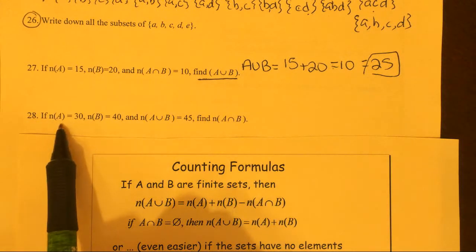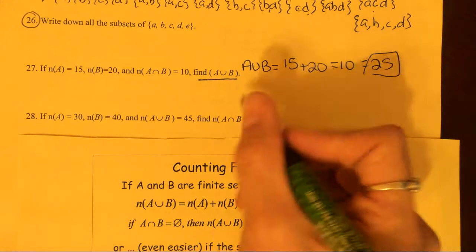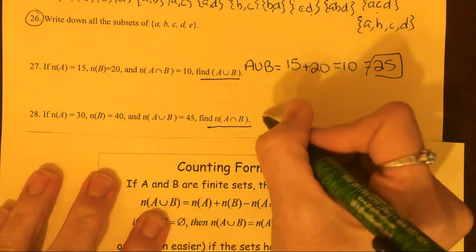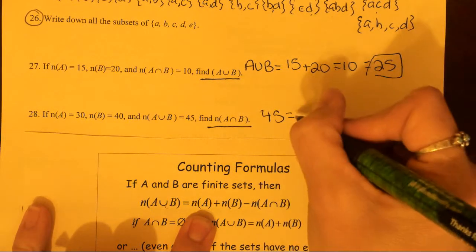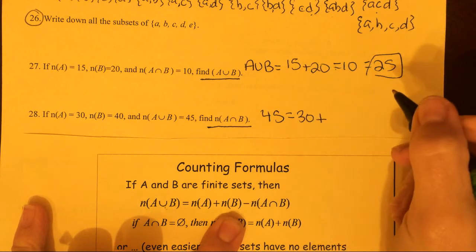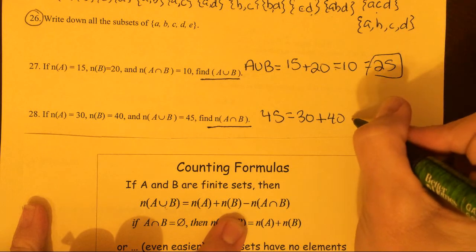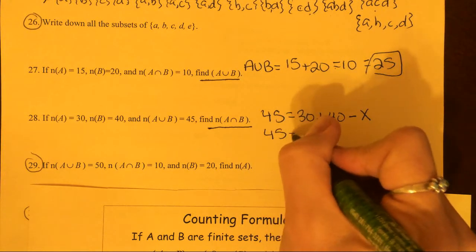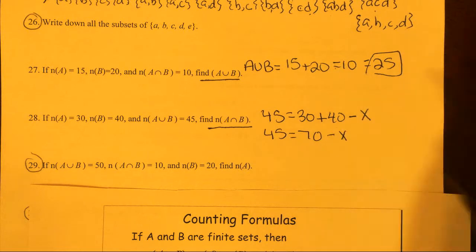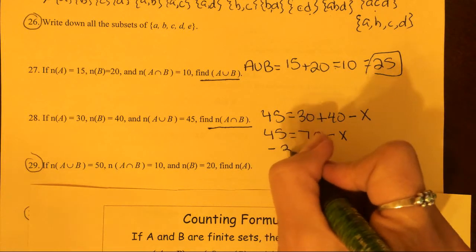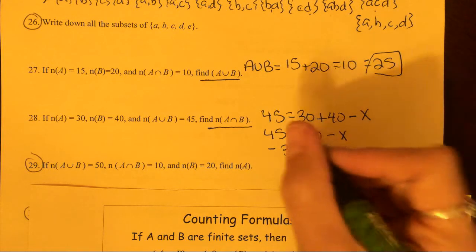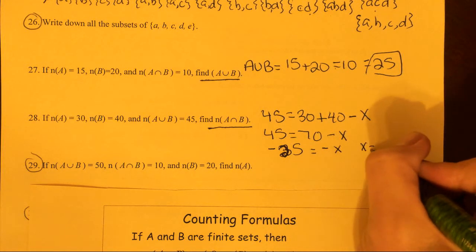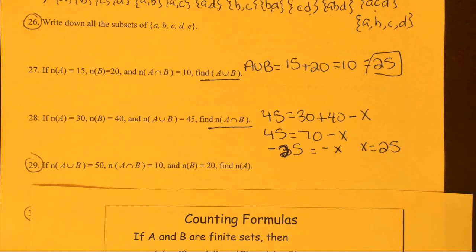Okay, so let's do the next one. 28 says they give me the number in A, they give me the number in B, and they give me the union. This time they want me to find the intersection. So we're going to go plug in. This time they gave me the union first. They told me that the union was 45. So 45 equals. The number in A is 30. The number in B is 40. And I don't know what the intersection is, so we'll call that X. Okay, so simple algebra. I'm going to add those first. So 45 equals 70 minus X. I'm going to subtract 70 and get negative 35 equals, not 35, 25. Negative 25 equals negative X, and X equals 25. So the intersection is 25.